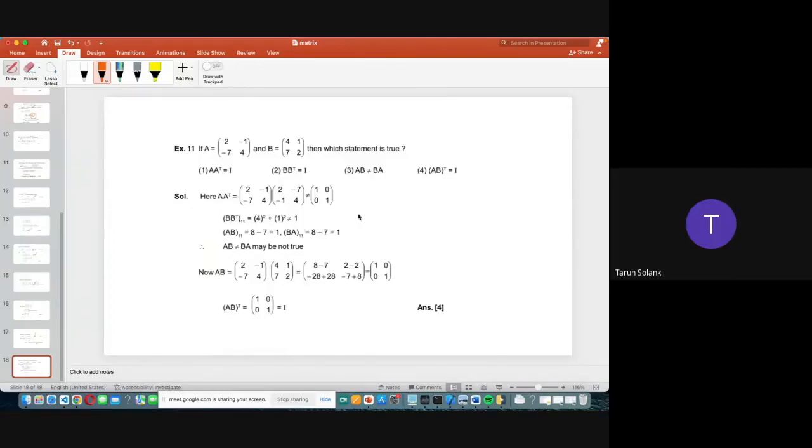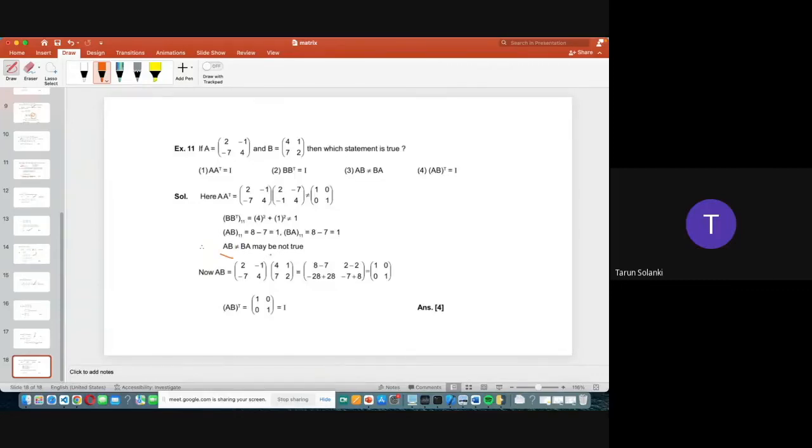Next is, which statement is true? A is 2 minus 1 minus 7 4, and B is 4 1 7 2. Okay, so A of A transpose, you need to find, which is not equal to 1 0 0 1. So B of B transpose, 4 square plus 1 square is not equal to 1, right? This will become 17. And AB is 11 8 minus 7 1, and BA is 11 8 minus 7, which is equal to 1. So AB is equal to BA may not be true.